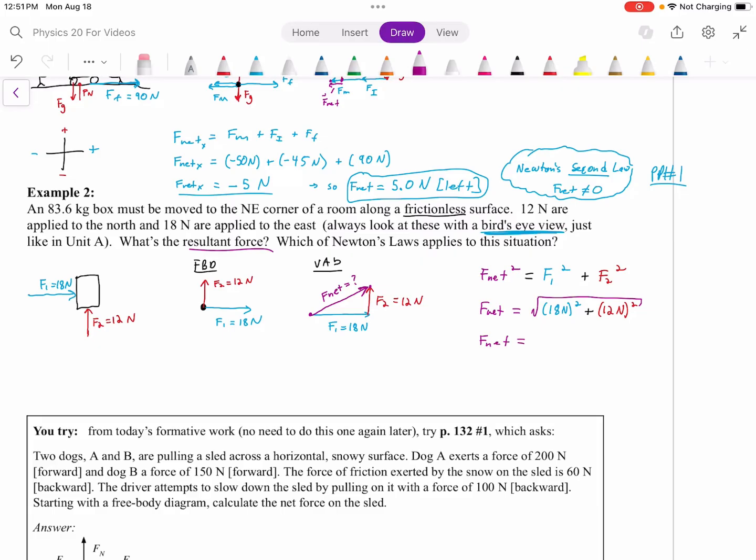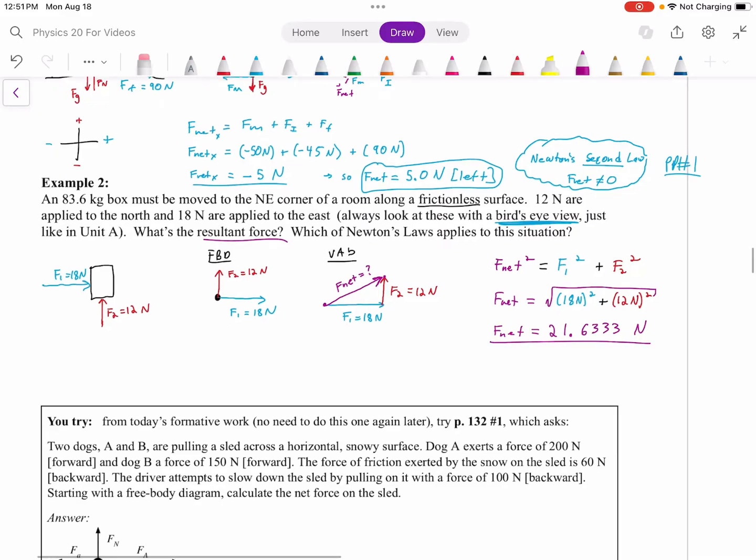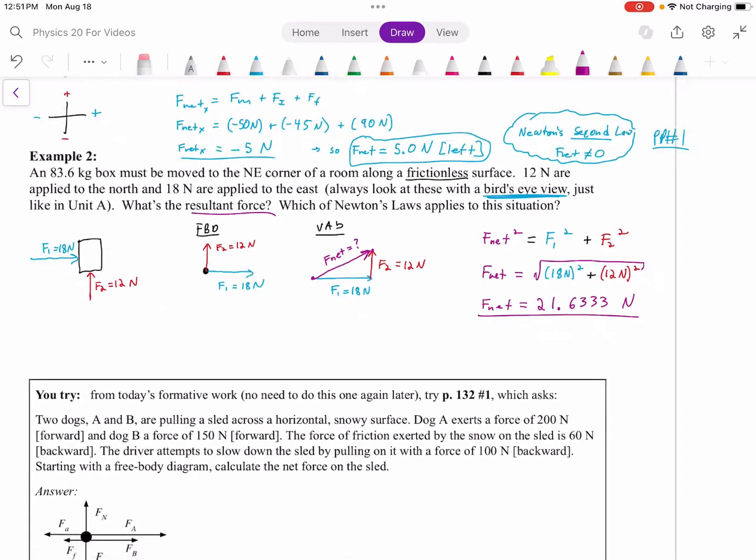I'm getting that the magnitude of the force, how big it is, is 21.6333 newtons. Okay, now force is a vector, so we do need a direction, right?